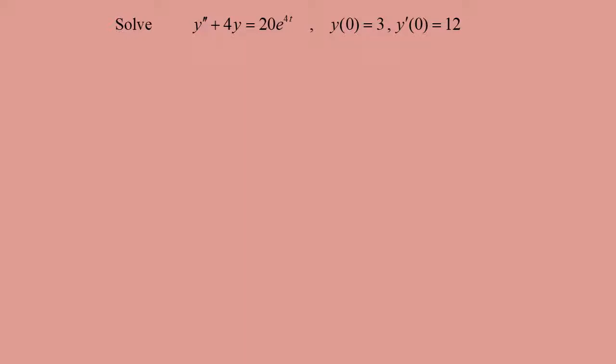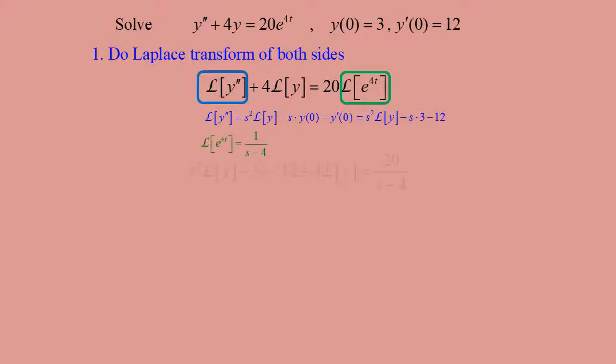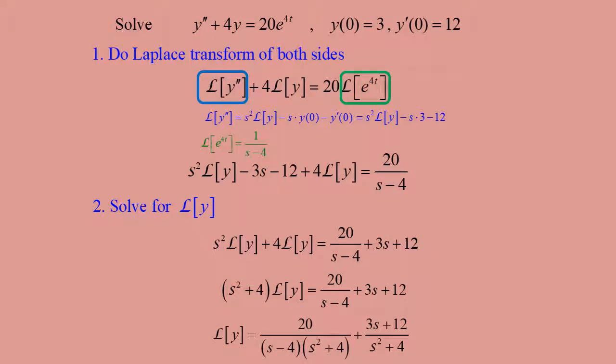Step 1, do the Laplace transform. Now this problem is actually one that we did in chapter 23, I guess. And so the Laplace transform on y double prime plus 4y equals 20 e to the 4t. We do the Laplace transform on the y double prime. We do the Laplace transform on the e to the 4t. Put all of that together. Solve for the Laplace of y. And again, this is exactly the same one I showed you back in chapter 23, so that's why we're going through it quicker.